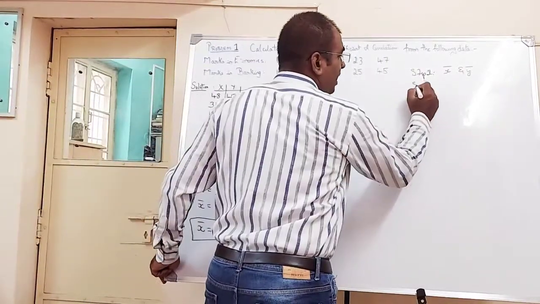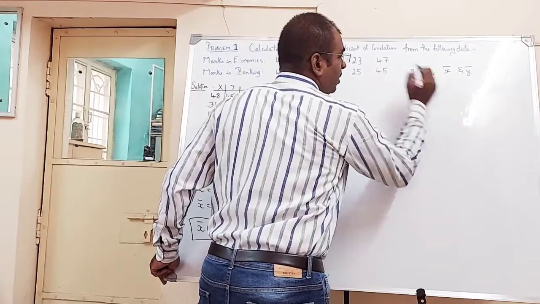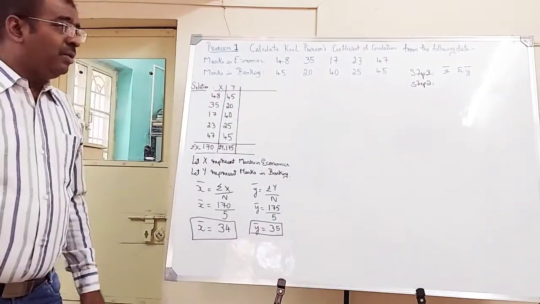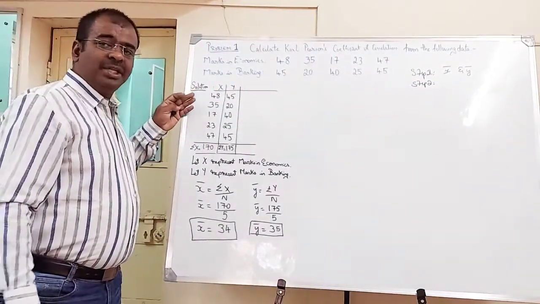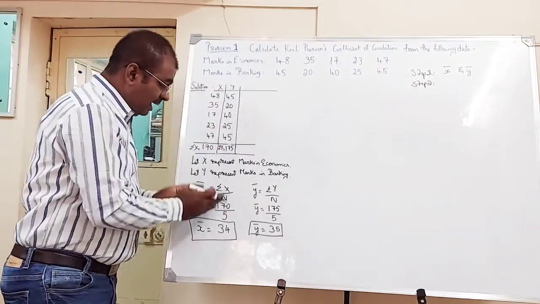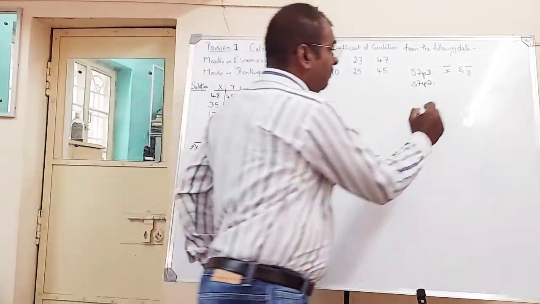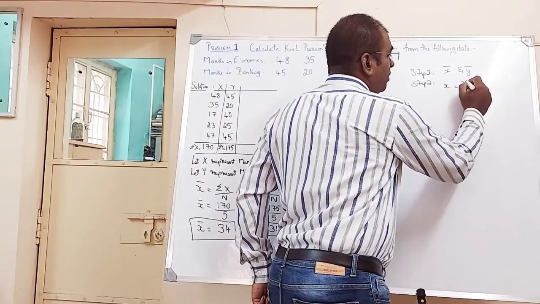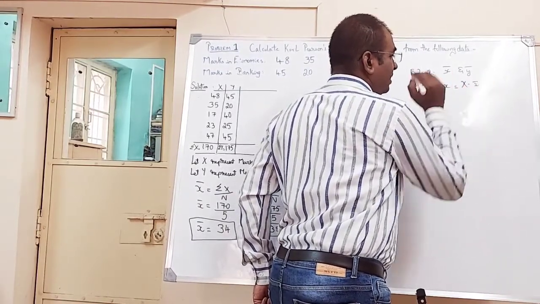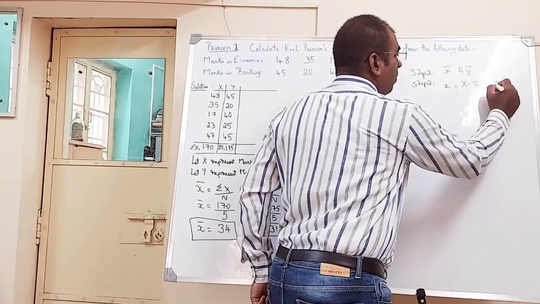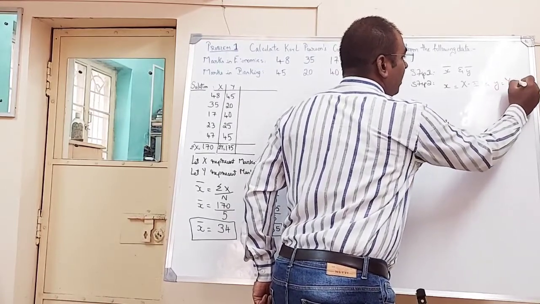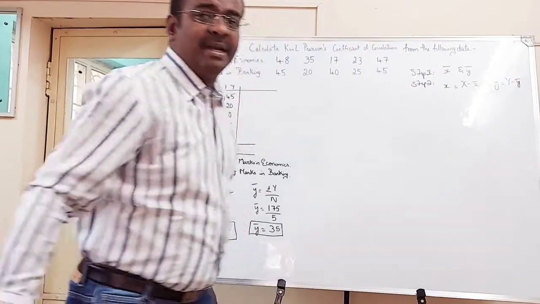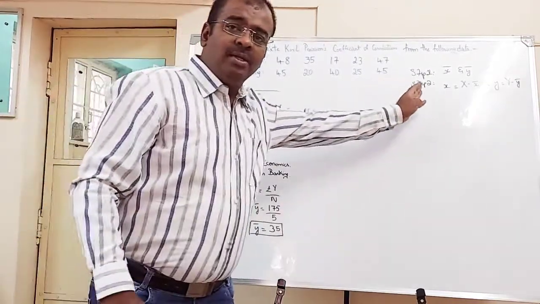Now let us proceed to the second step, step number 2, wherein we are trying to find out the deviations of x from x bar. So we are going to find out x, which is equal to x minus x bar, and similarly y, which is equal to y minus y bar. This is our step number 2.